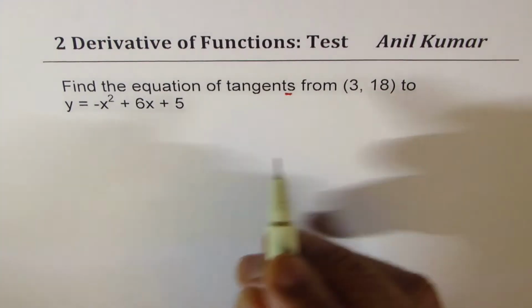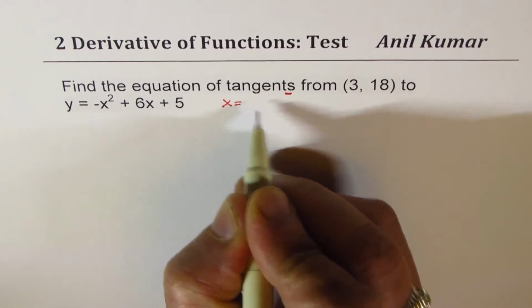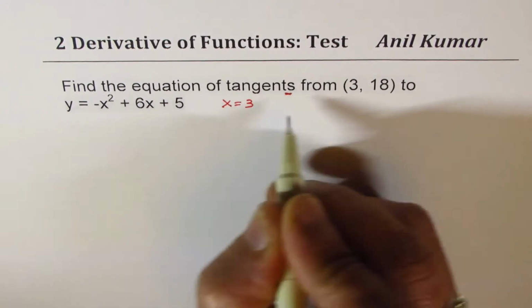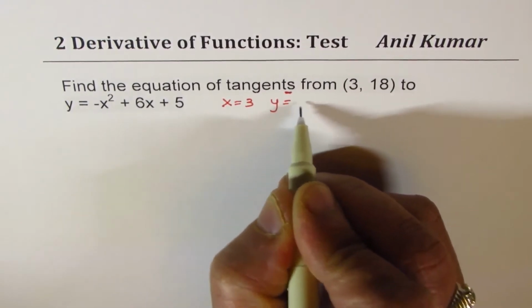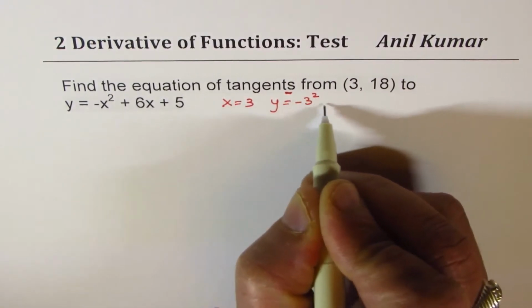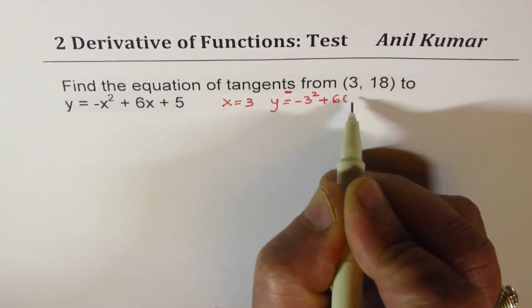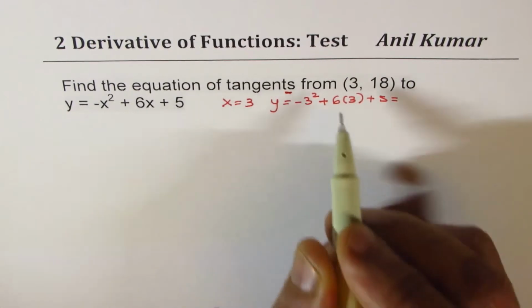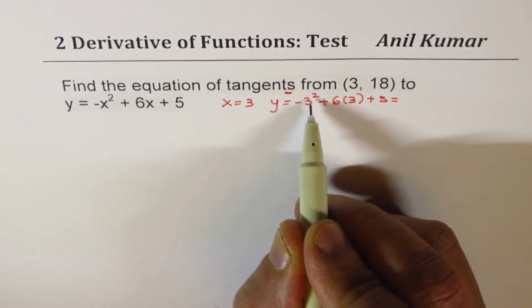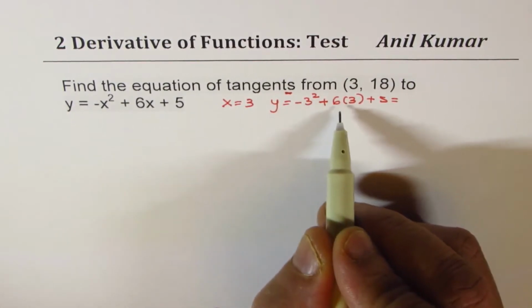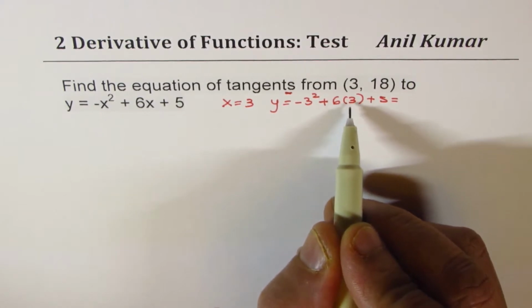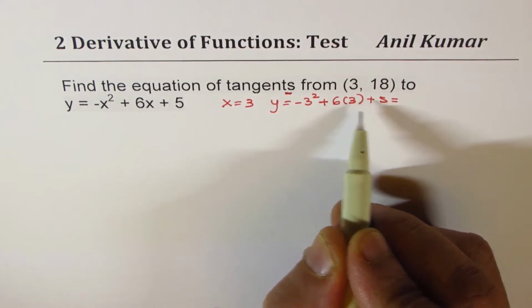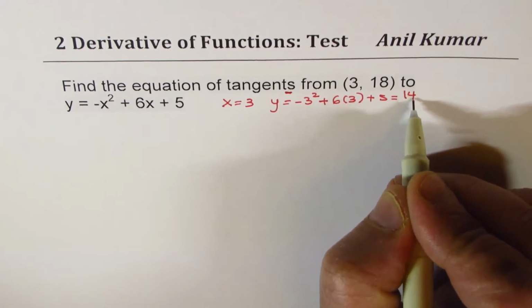So let us test. If I substitute x equals 3, I get the value of y as equals minus 3 squared, which is 9, plus 6 times 3 plus 5, correct? Now, minus 3 squared is minus 9 plus 18 is plus 9, and 9 plus 5 is 14, right?